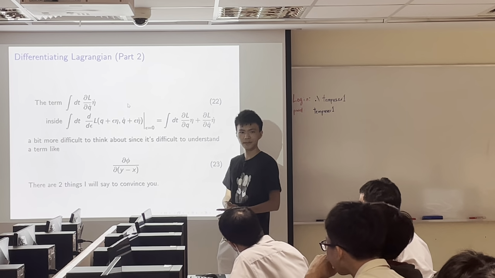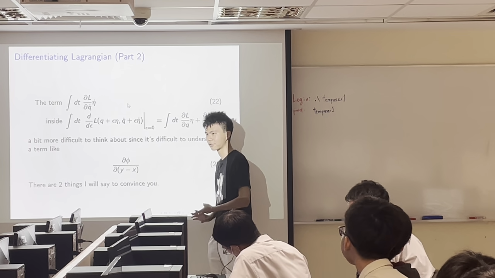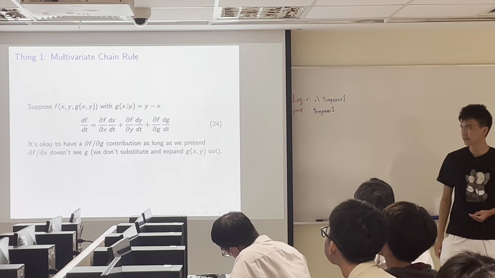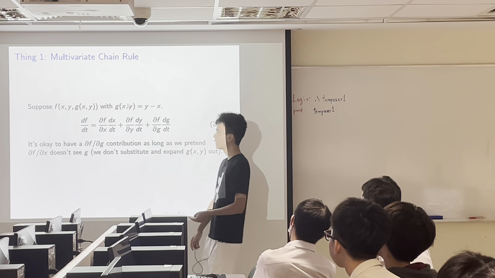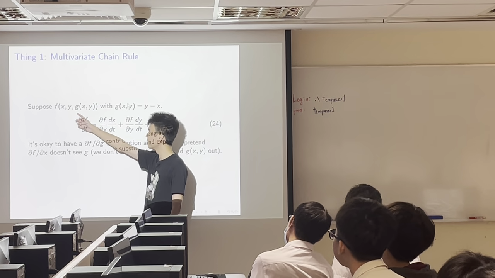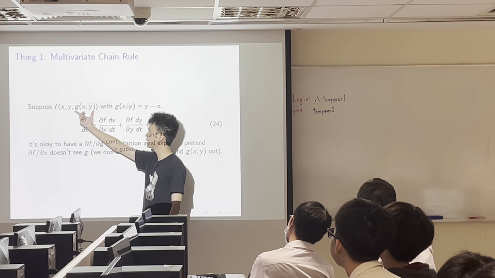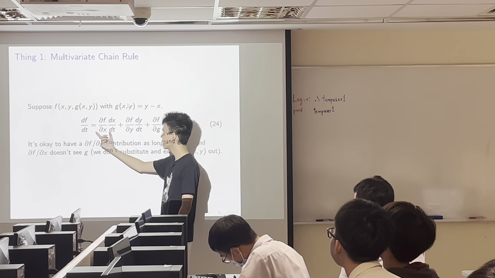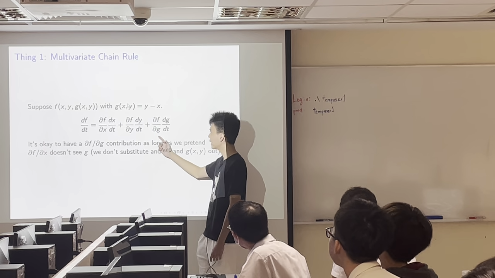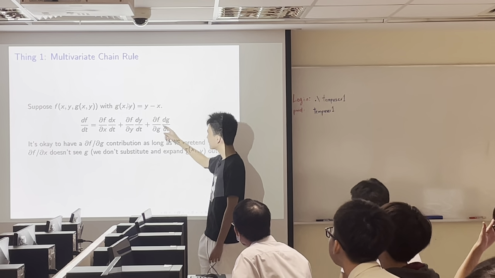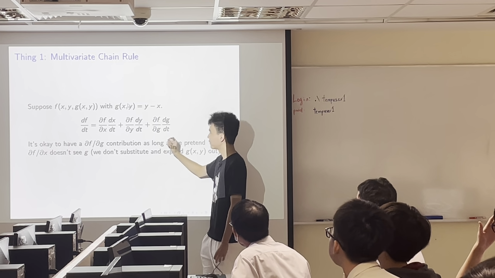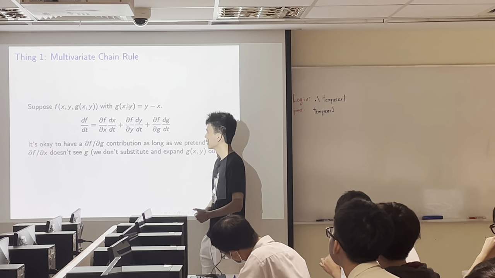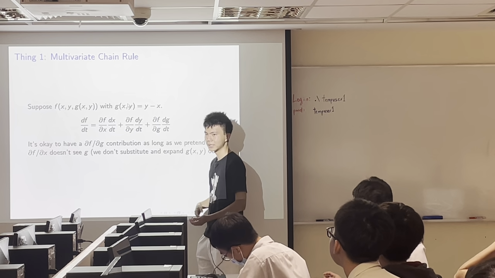Okay, any questions? There are two things that I'll say to convince you. One, the theoretical backing for this: imagine I have a multivariate function f of x and y, but it depends on the function g, which is also a function of x and y. That's essentially your y minus x. Then if I take a total derivative of f with respect to time, it expands by the multivariate chain rule to be like that. Essentially what this is saying is that I can take partial f partial g if I treat g like a symbol by itself. So that's one way to interpret that.